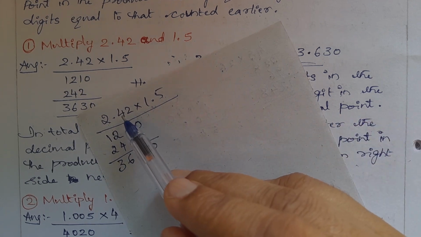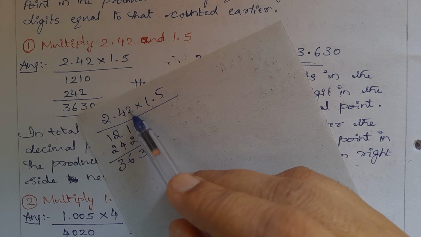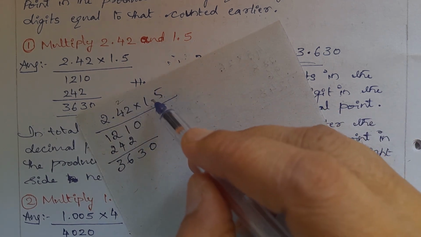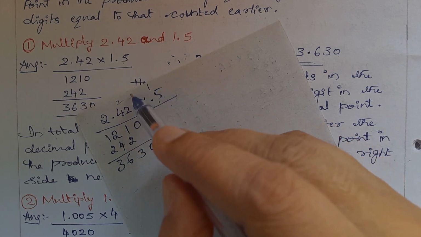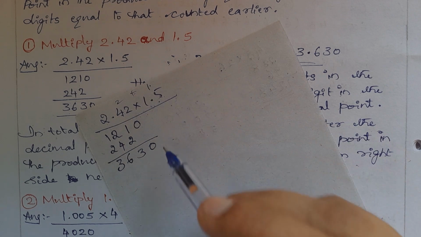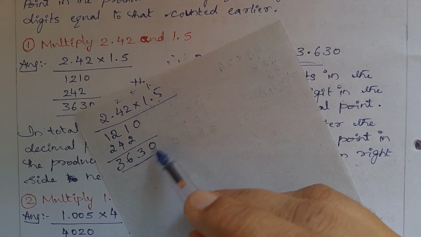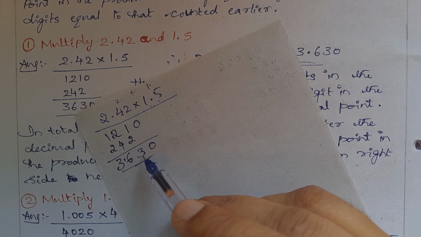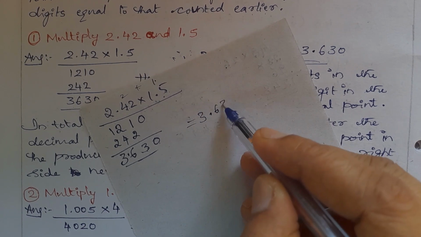Next, this is the multiplicand. After the decimal point, how many digits are there? 2. Okay, here there are 2. Here how many are there after the decimal point? 1. So this is the multiplier. So 2 plus 1 is 3. 3 means from the right side of this product we have to go 1, 2, 3. So the answer is 3.630.